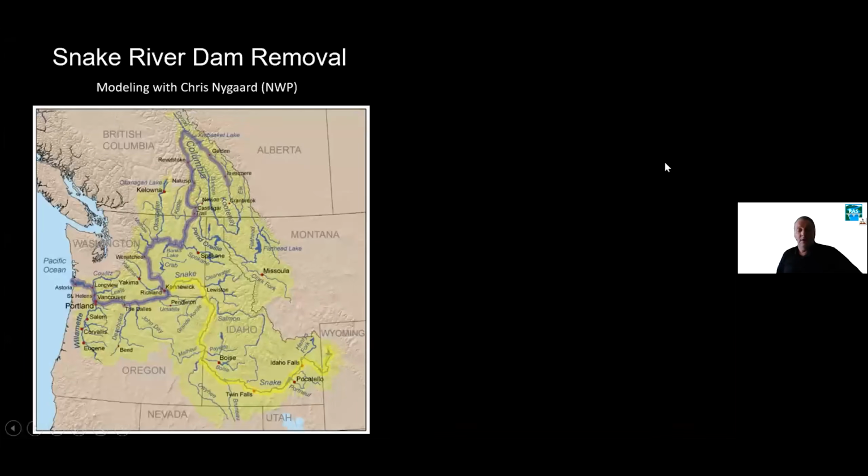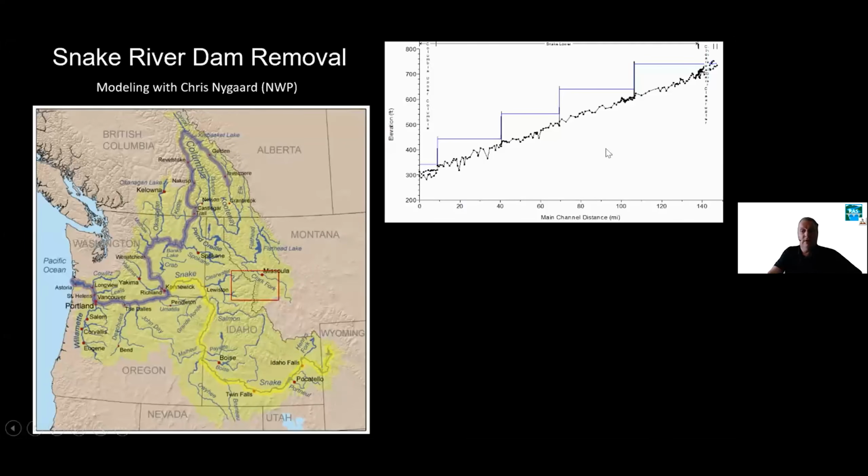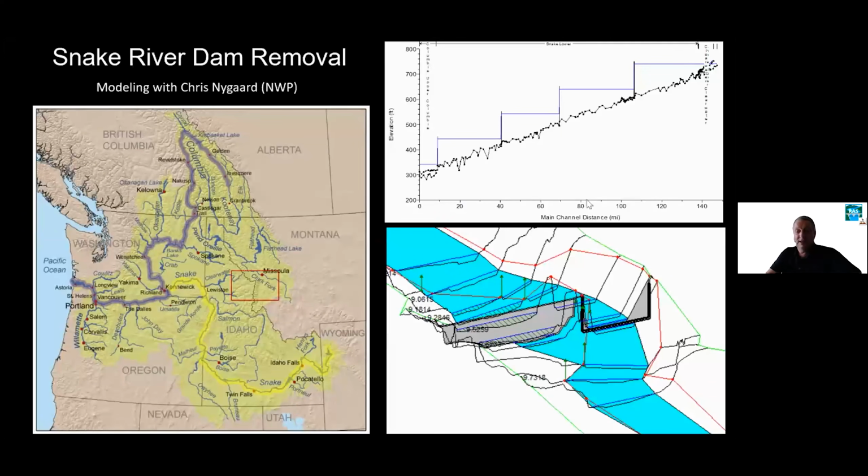But Chris Nygaard and I were involved in a dam removal model on the Snake River. And on the Snake River, the Corps of Engineers has 4 dams. And as part of the latest environmental impact statement, we were asked to analyze what it would take to remove these dams. And so one of the questions I get is, how do you model a dam removal in RAS?